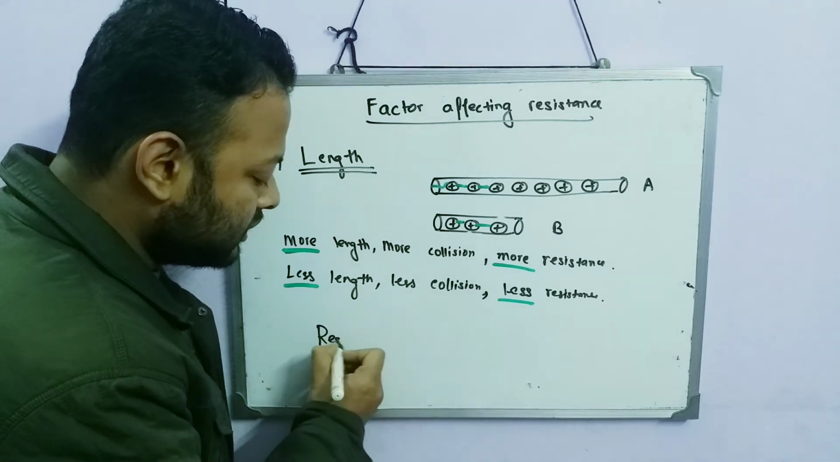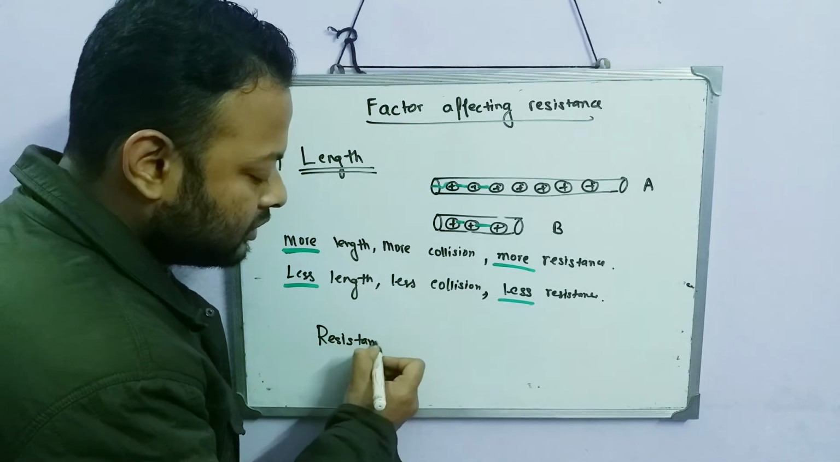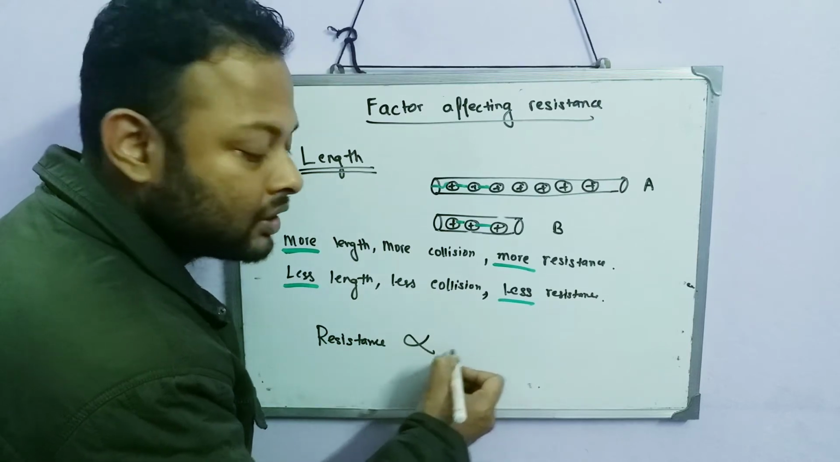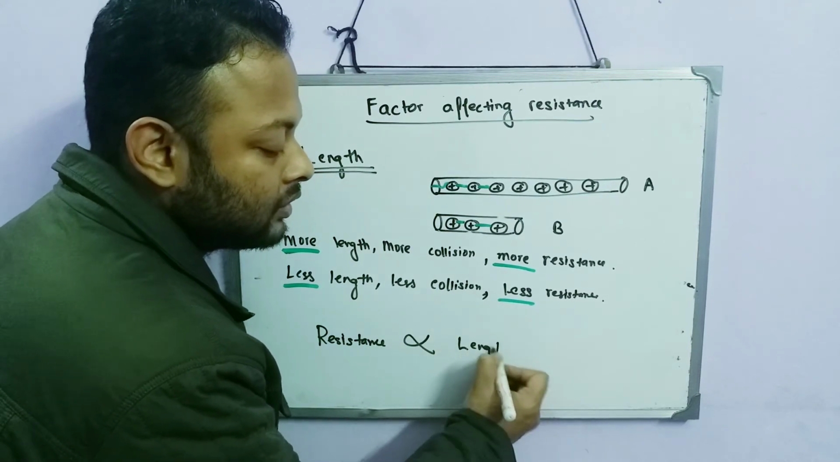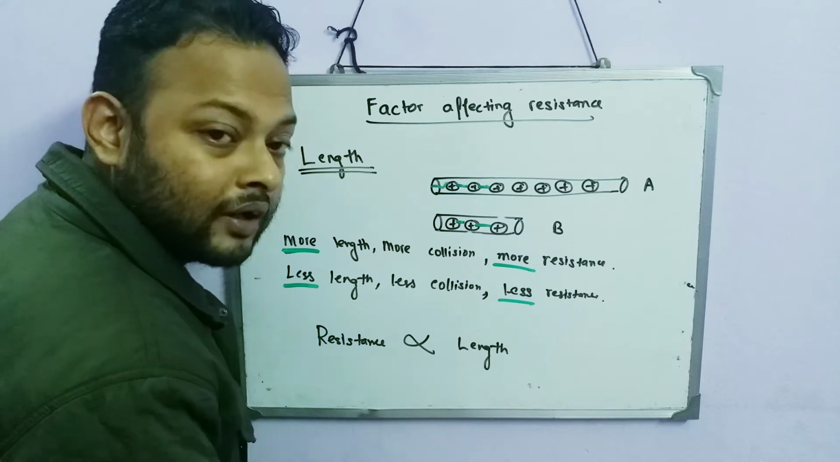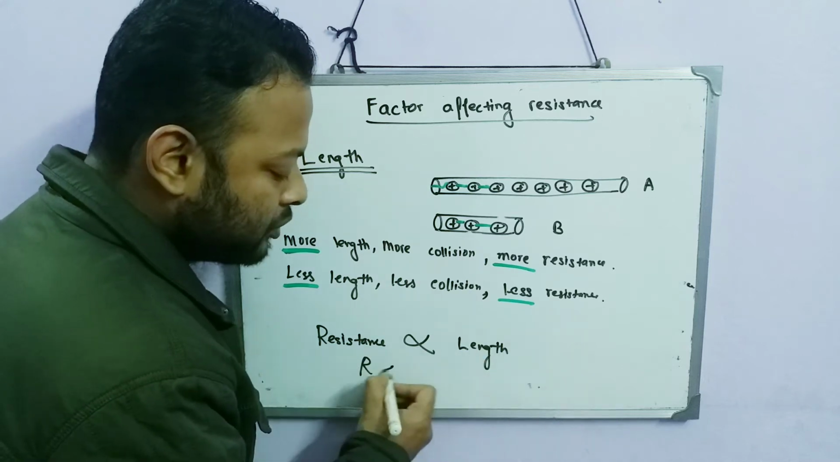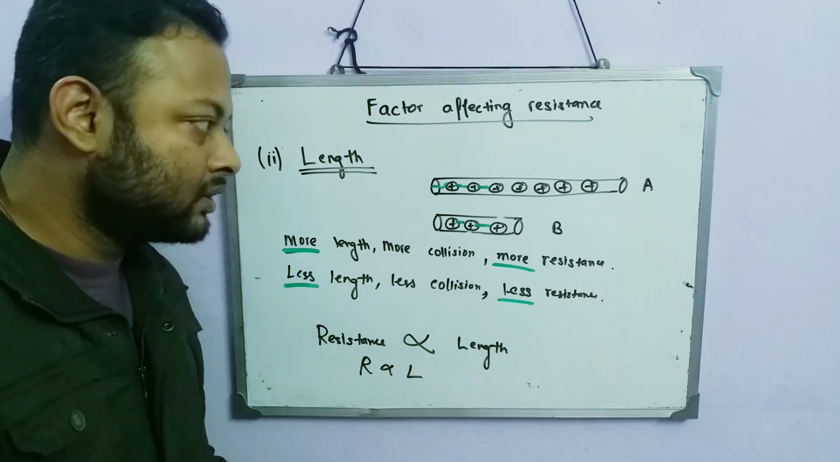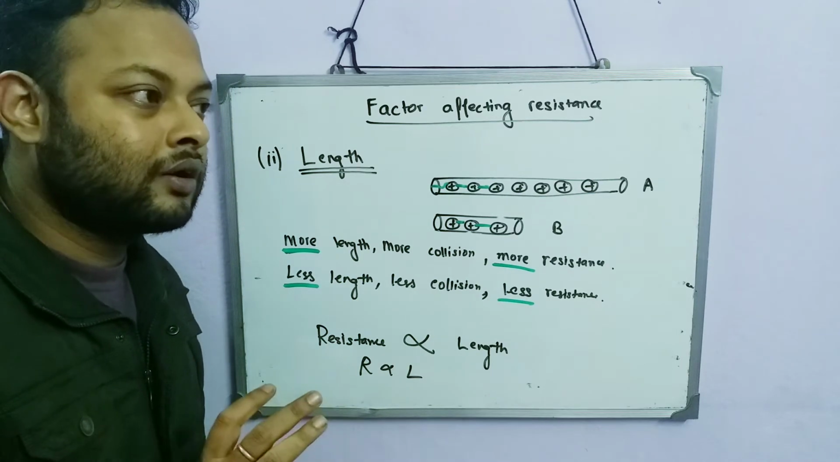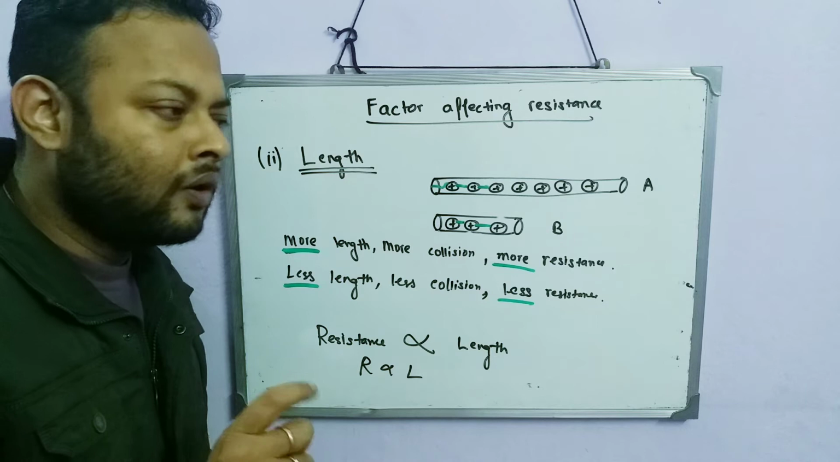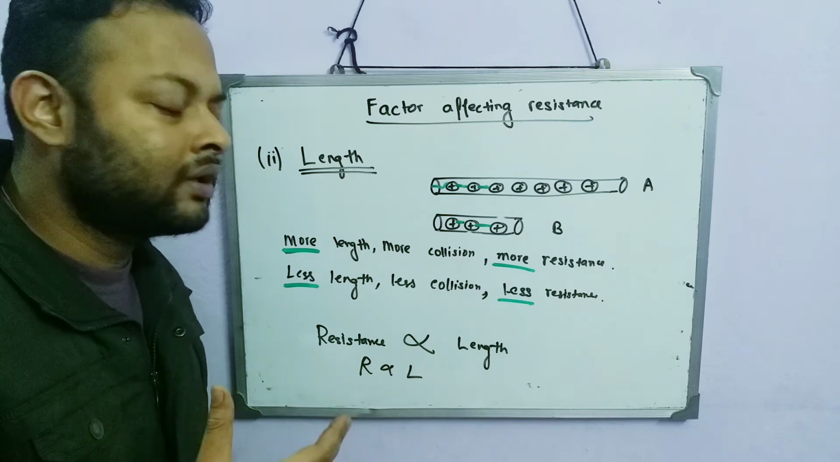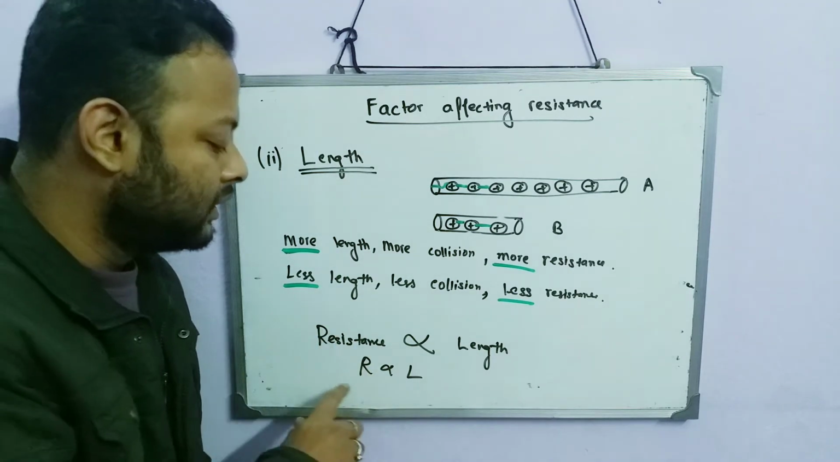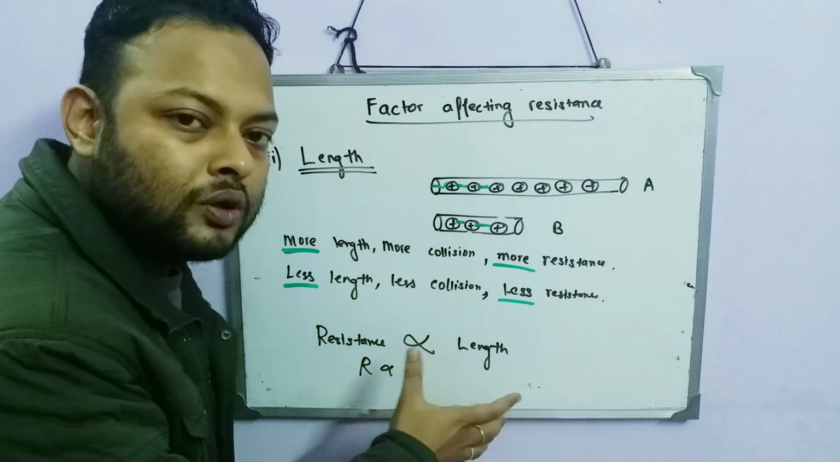So resistance is directly proportional to its length. Okay. So you can say R is proportional to L. By this logic you can make numericals, which I will do later on. Just remember that resistance is directly proportional to length.